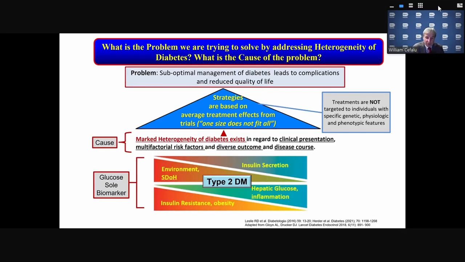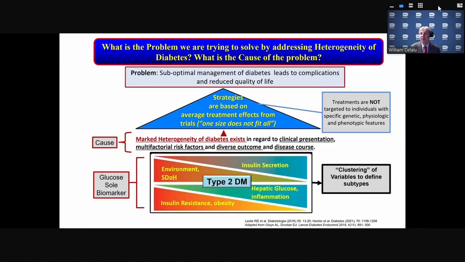The concern is that right now we're using glucose as the sole biomarker for a complex condition like type 2 diabetes, which is again based on defects in secretion, the environment, and hepatic glucose production and resistance. Over the past many years, there's been interest in trying to better define type 2 by using clustering of variables. I'm going to give you some examples today as to how that has worked.